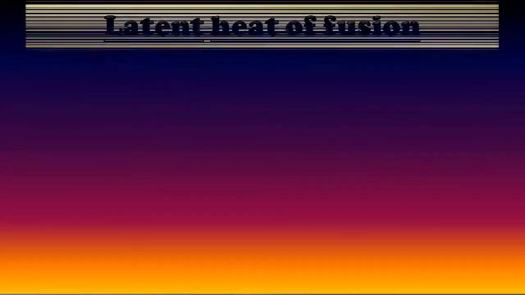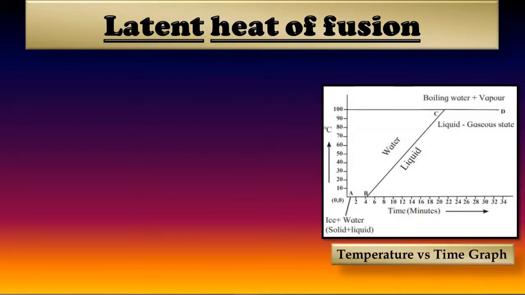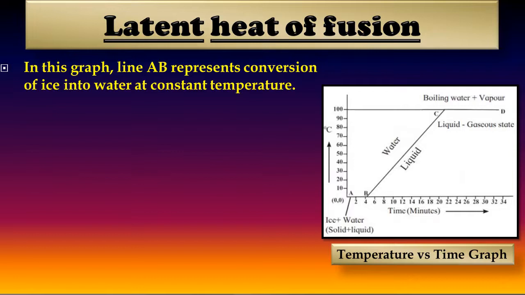Now to understand this, let's see the graph of temperature versus time. So this is the temperature versus time graph. And in this graph the line AB represents the conversion of ice into water at a constant temperature, that is at 0 degrees Celsius.